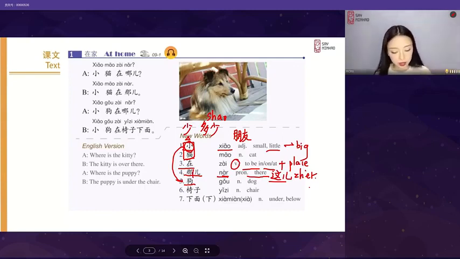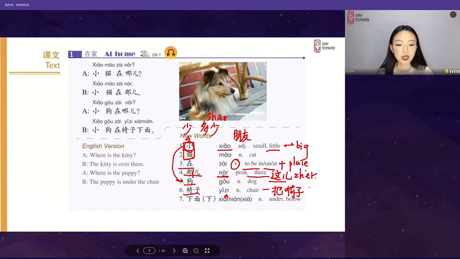Okay, very good. Now next one, 椅子, zi is neutral tone, okay. First one is third tone, and next one is neutral tone. Read after me, 椅子. Okay, it means chair. So when I want to say a chair, then it is 一把椅子, a number plus a measure word plus the chair, right? A number plus a measure word plus a chair.